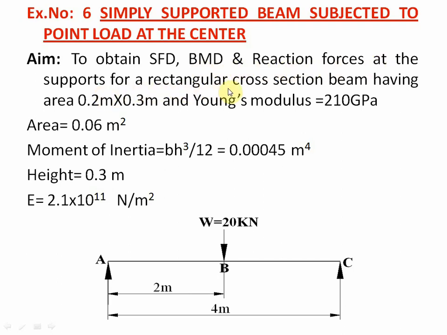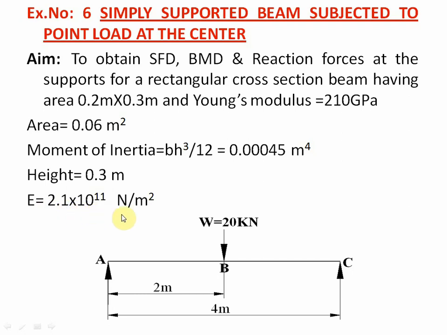supports for a rectangular cross section beam having area 0.2 meter into 0.3 meter, and Young's modulus is given as 210 gigapascal. So here we take area is equal to 0.2 into 0.3, that is 0.06 meter square. Moment of inertia is equal to bh cube divided by 12, that is 0.2 into 0.3 cube divided by 12. You will get 0.00045 meter raised to 4. Height is equal to 0.3 meter here, and Young's modulus in Newton per meter square is 2.1 into 10 raised to 11 Newton per meter square.